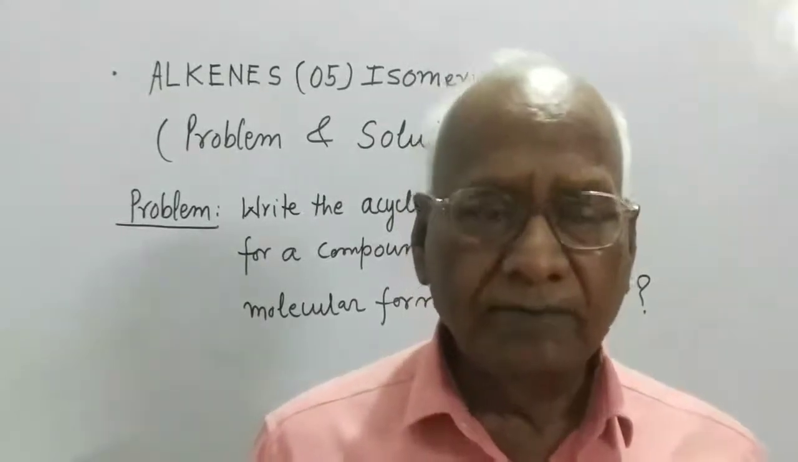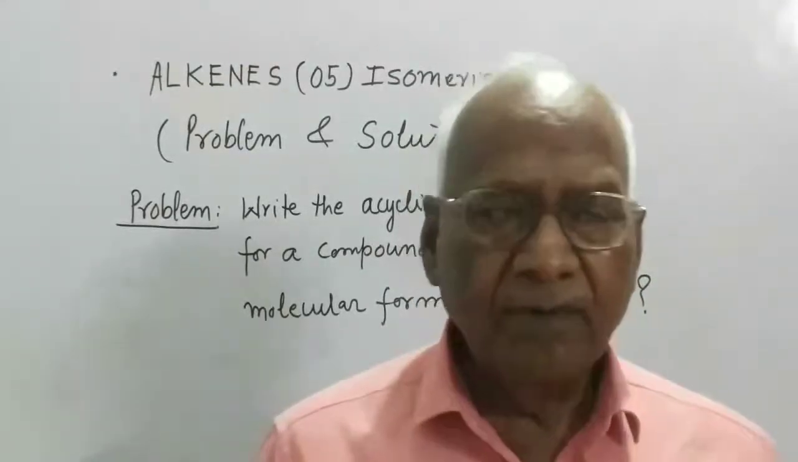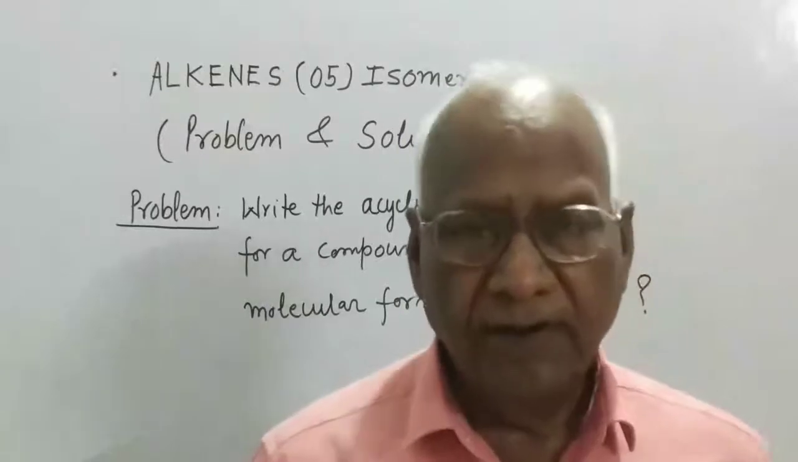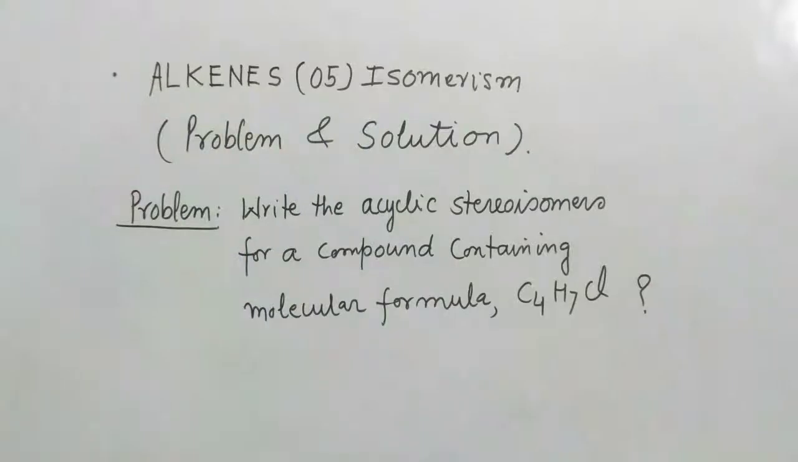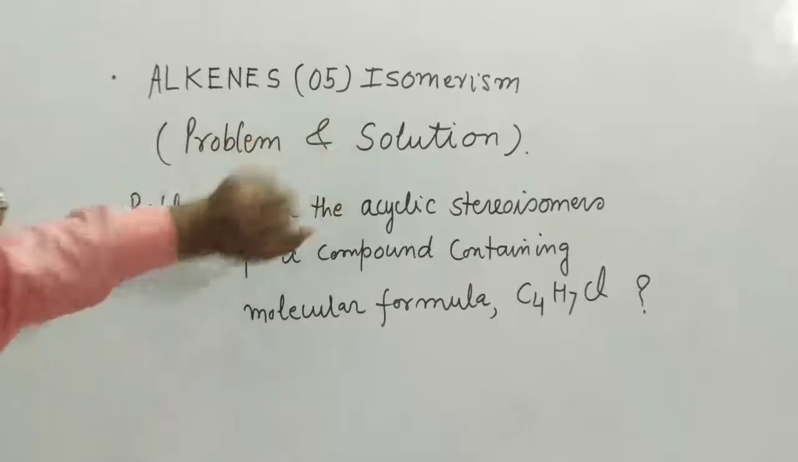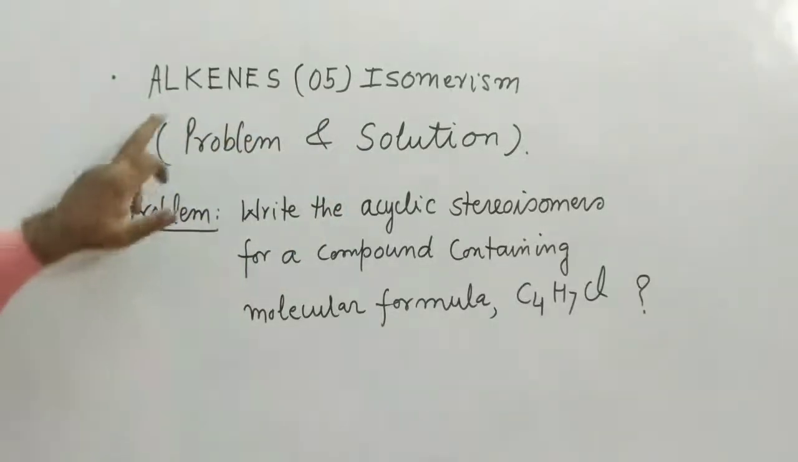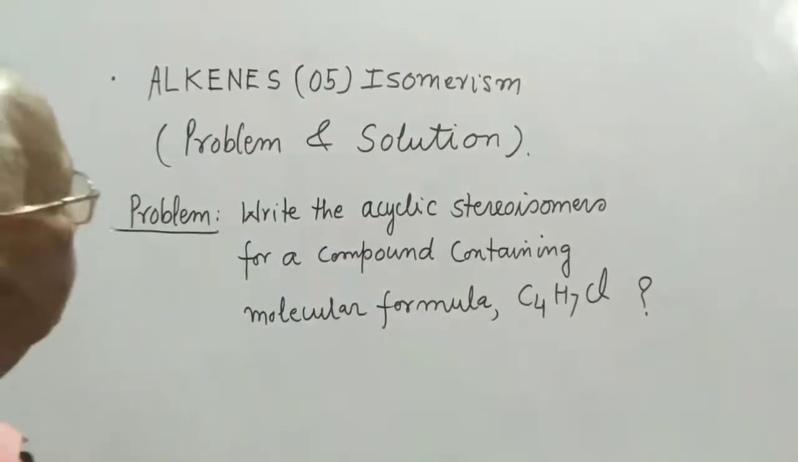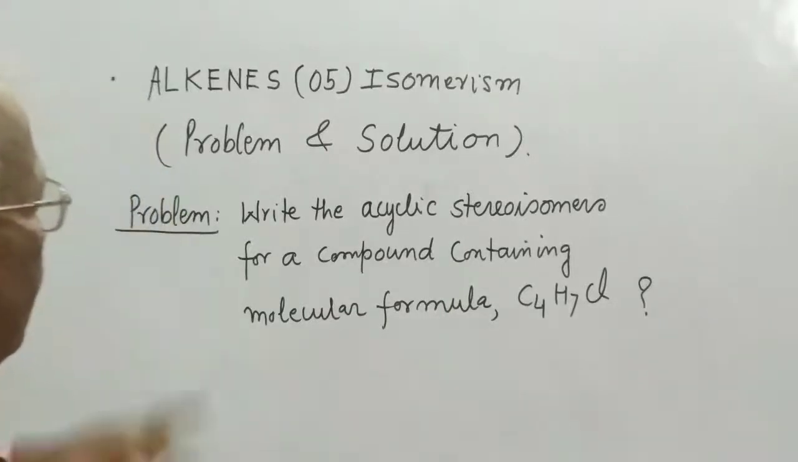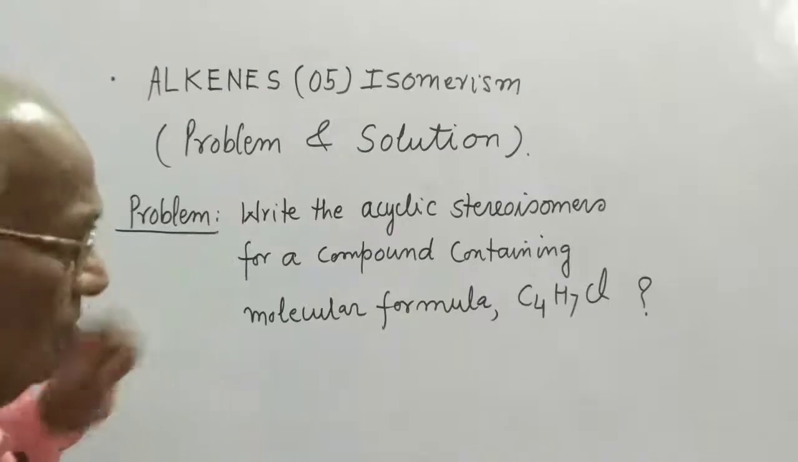I have come today with a little problem. Very short problem, very important and easy to understand. The problem is concerned with isomerism, which is part of alkenes. So this is the fifth part of the alkenes. Under isomerism, there is a problem and I am going to give its solution.